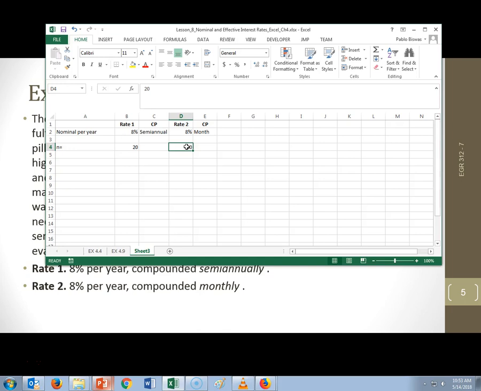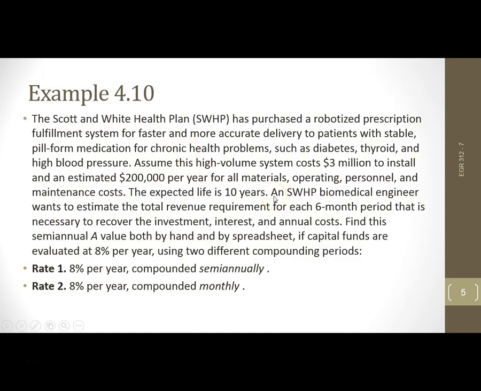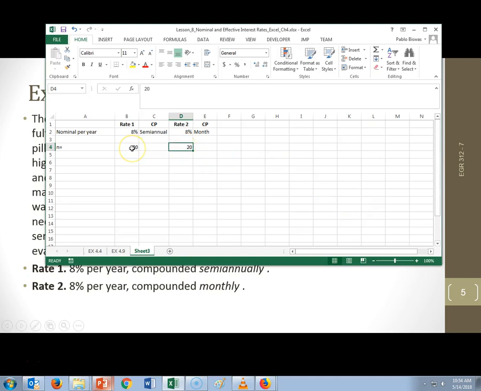Why is that? If you look at the problem statement again, it says the SWHP biomedical engineer wants to estimate the total revenue requirement for each 6-month period. So every semi-annual period. The monthly is basically the compounding period for the interest rate, so there is nothing happening based on every month. Everything is happening in a 6-month period. That's why this is also 20 and this is also 20. Now the payment period in months for this first case is 6. Okay, that means 6 months. Payment period in months. Let me just write it down.